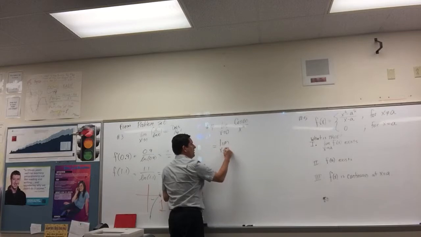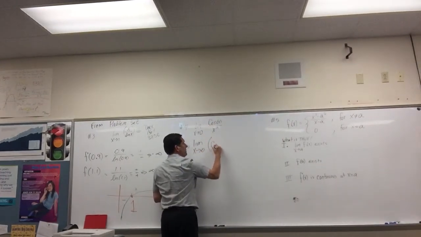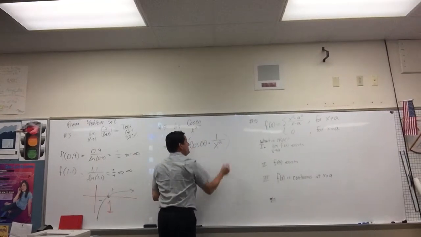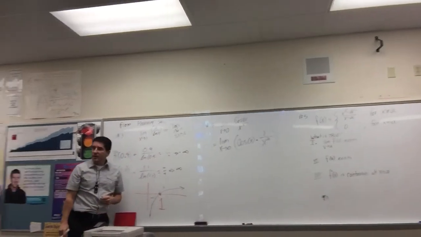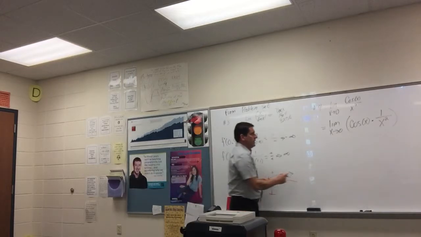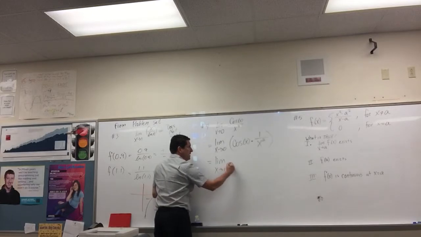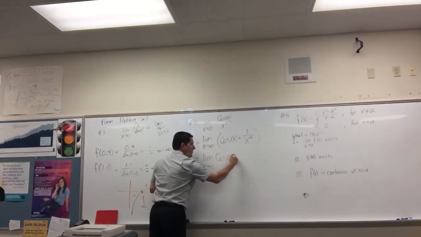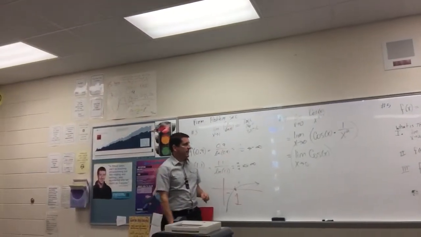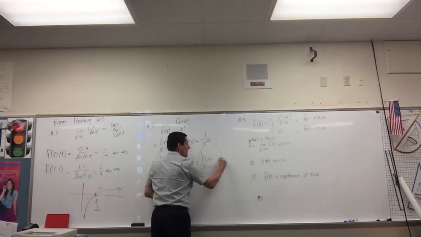I'm going to approach this as a product. So look at this. This is the same as the cosine of x multiplied by 1 over x squared. I'm going to do this one analytically, which is a preferred approach if it works out. So the limit of a product equals the product of the limits. So I can do the limit as x approaches 0 of the cosine of x, and then multiply it by the limit as x approaches 0 of 1 over x squared.